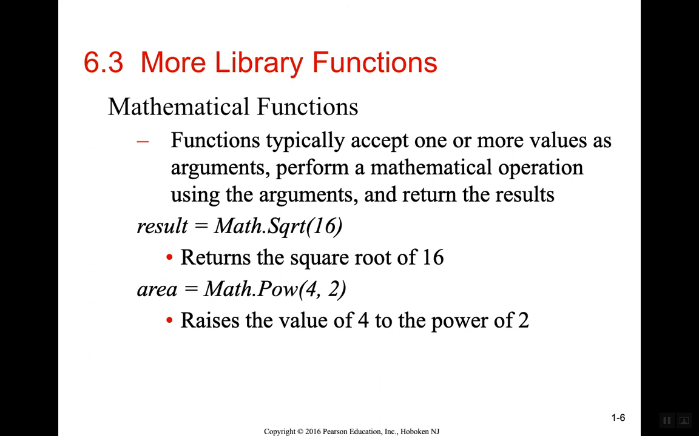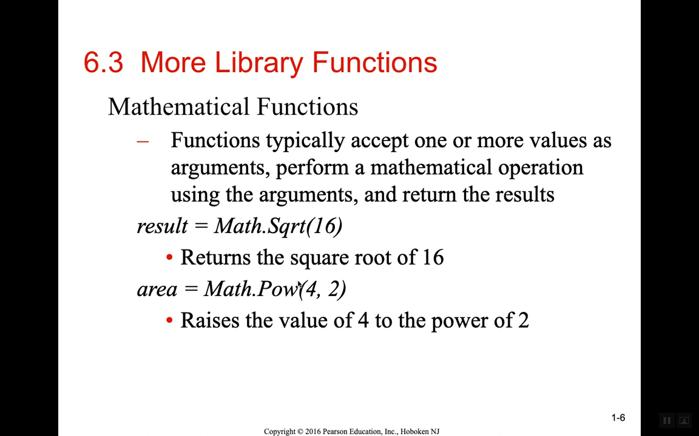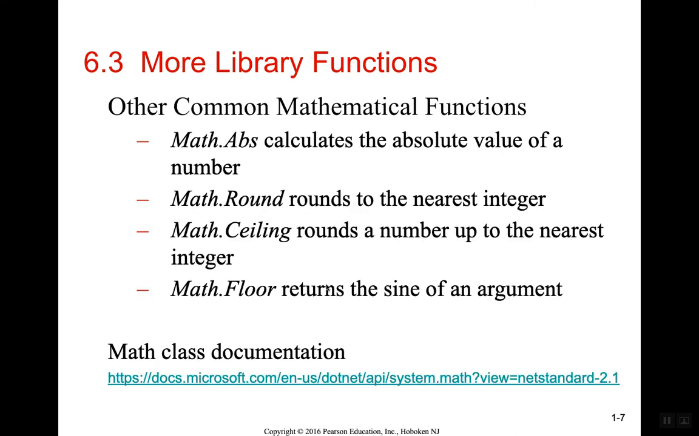So here are some examples of built-in math functions. You get math.sqrt, math.pow. We talked about console.readline. Math.pow gives you the exponent, so 4 to the power of 2. Math.sqrt, square root of 16. Math.abs, that's the absolute value of a number. Math.round rounds to the nearest integer. Math.ceiling rounds up. Math.floor truncates.